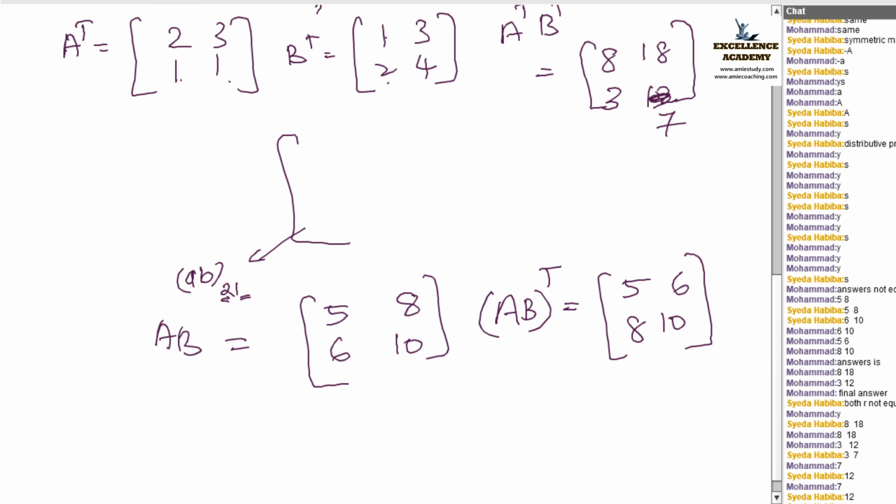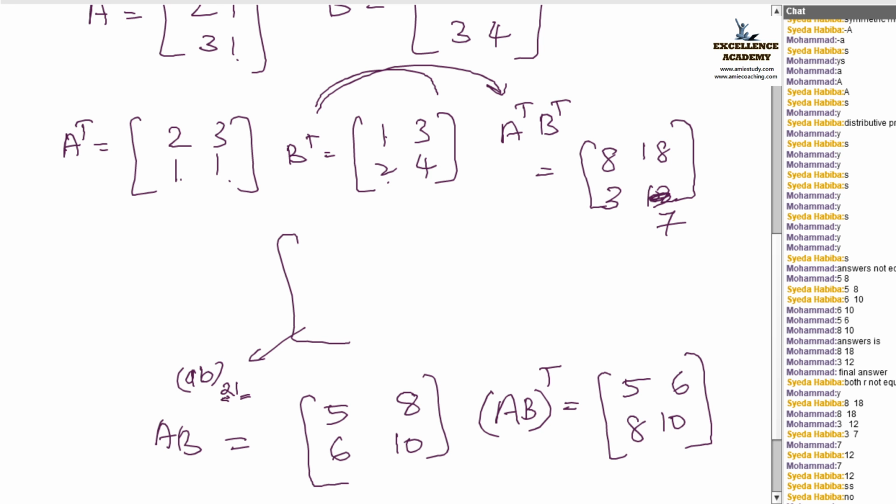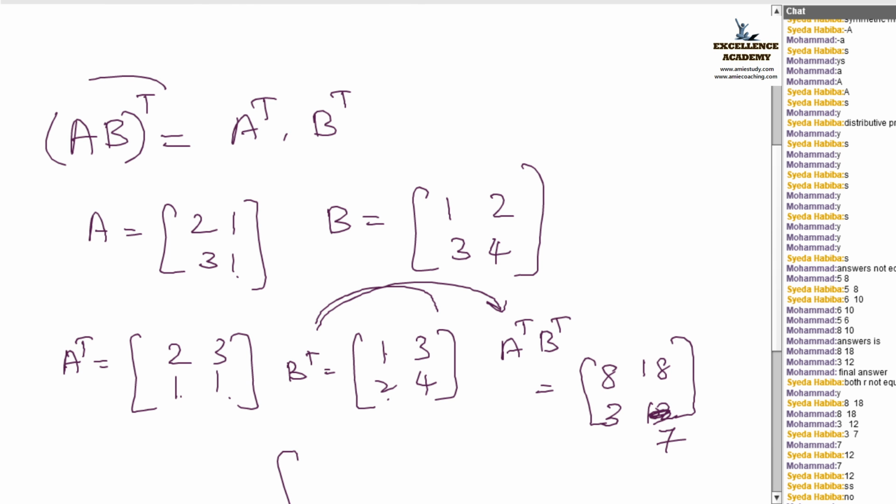AB the whole transpose is 5, 6, 8, 10, and A transpose into B transpose is 8, 18, 3, 7. Are they equal? No. So, can you find out the relation? What will be A transpose into B transpose? Can you check B transpose into A transpose? What is B transpose into A transpose? Will A transpose into B transpose be equal to B transpose into A transpose?